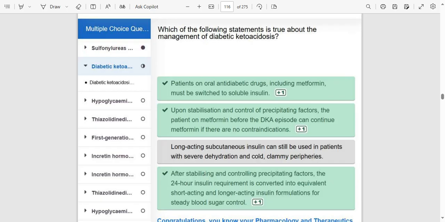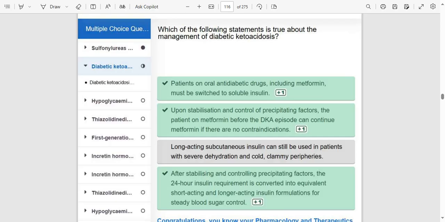And then B, upon stabilization and control of precipitating factors, the patient on metformin before the DKA can continue if there are no contraindications. The doctor just explained this one. You can now continue to give them after they've at least gotten better.